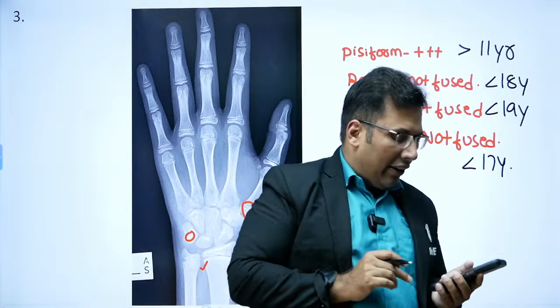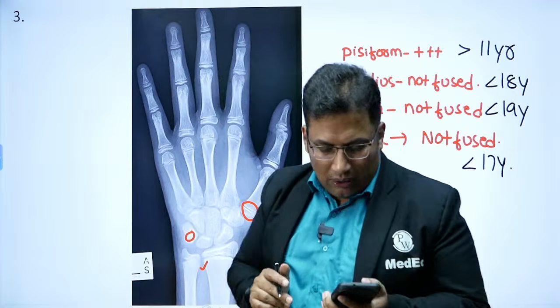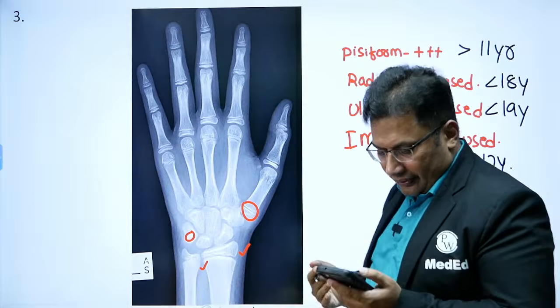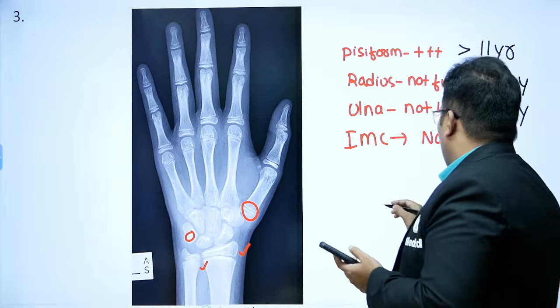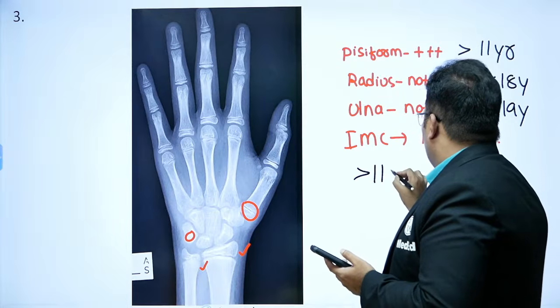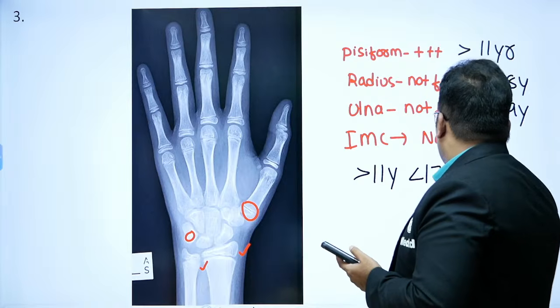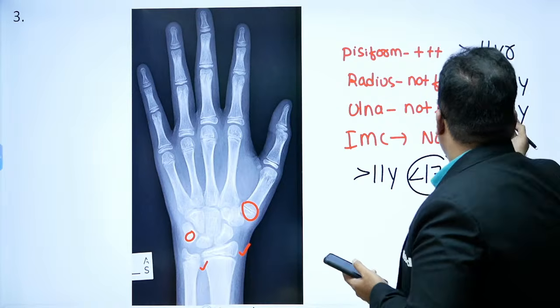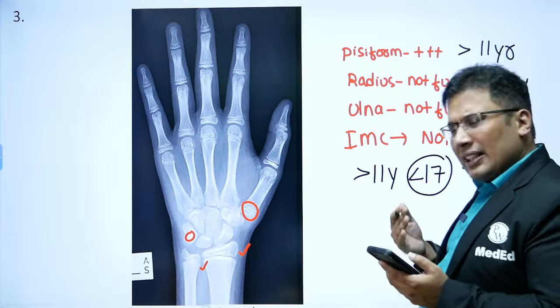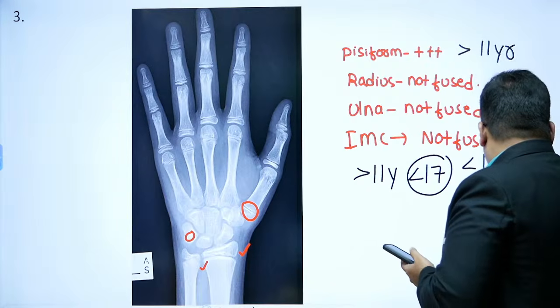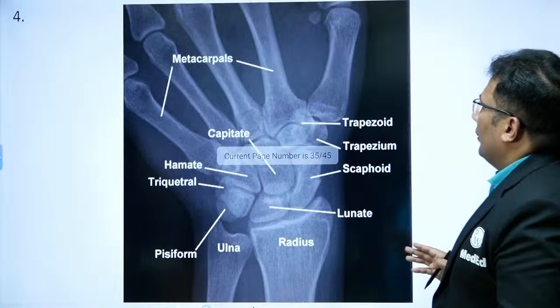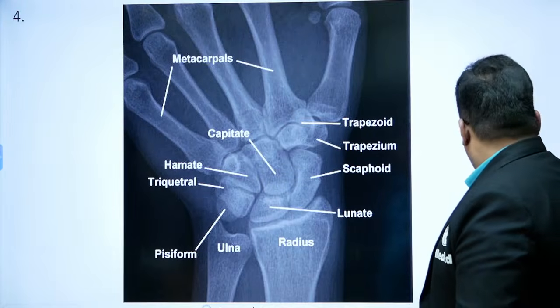So it's more than 11 years and less than 17 years, right? So more than 11, less than 17. Or we can say less than 19 is also correct, less than 17, 18 also correct. That's okay, less than 17. Okay, so this is okay.